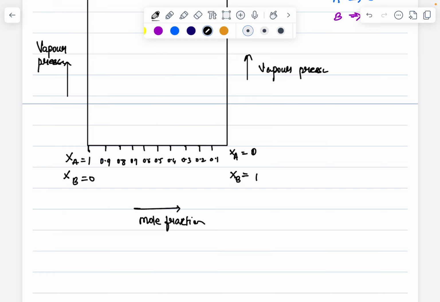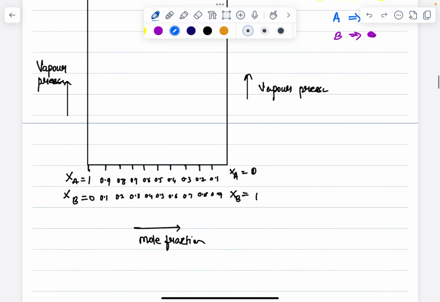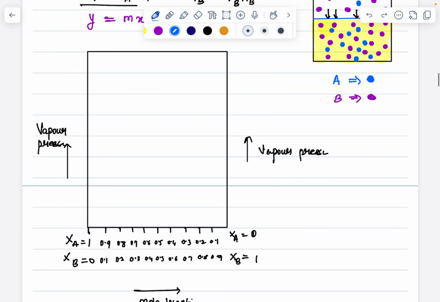Mole fraction of the B will be what? Over here 0.1, over here 0.2, 0.3, this is 0.4, 0.5, 0.6, 0.7, 0.8, 0.9, and you see that you take this sum, these mole fractions will always be equal to 1, the sum of the mole fractions of the components. So the mole fraction of one of the components is decreasing, XA is decreasing, and the mole fraction of the other component is increasing. So what will happen to the partial pressures? For the A component, the vapor pressure is going to fall.